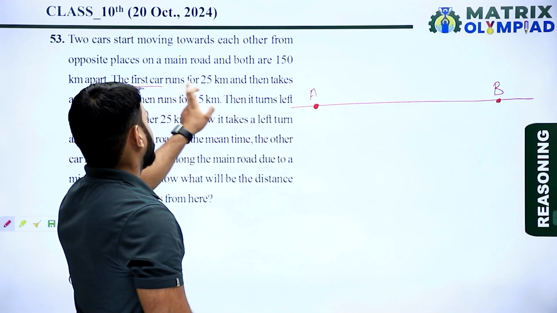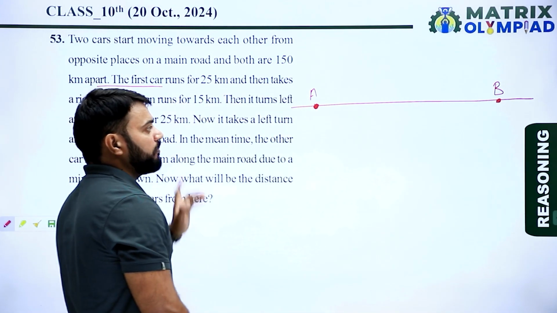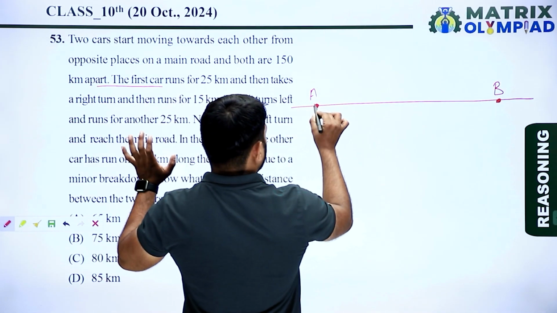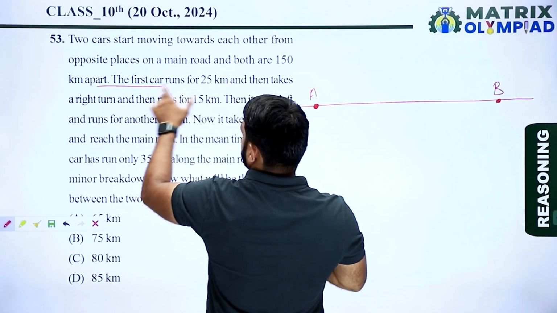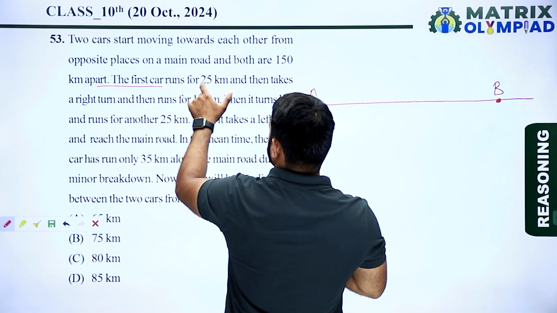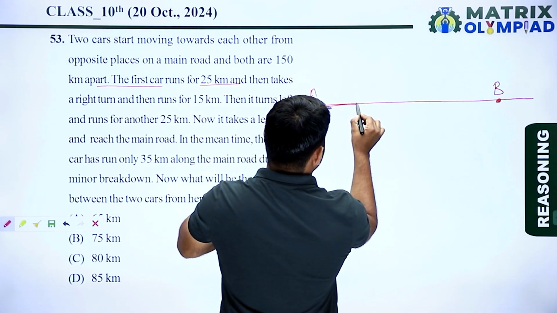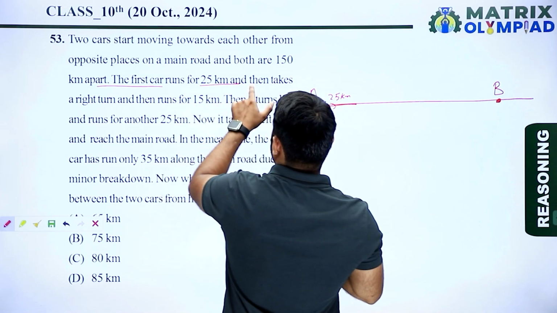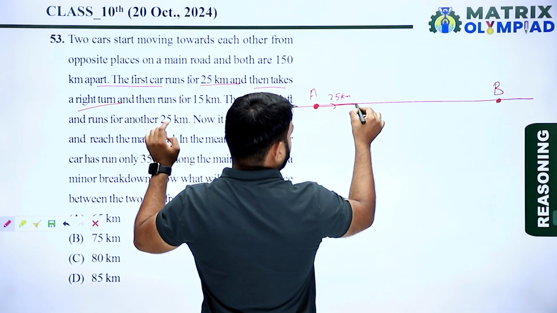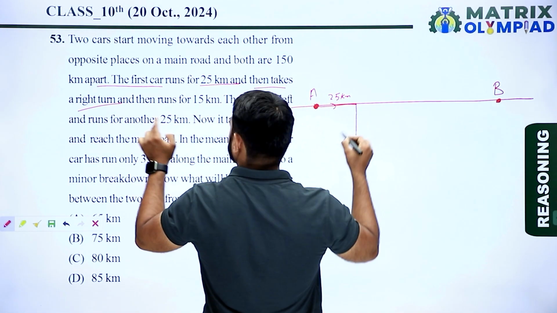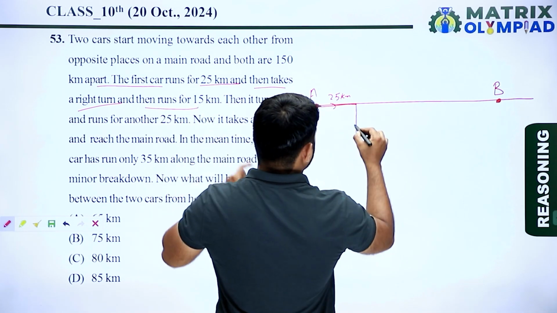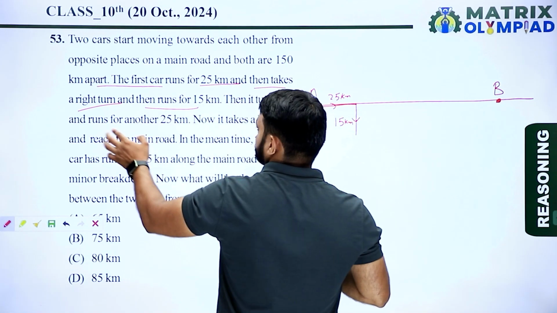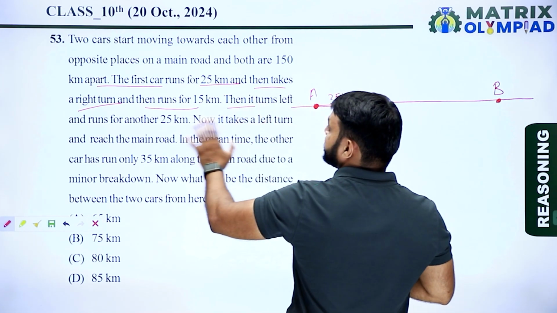नाउ फर्स्ट कार रन्स फॉर 25 किलोमीटर. कोई भी फर्स्ट कार है, B भी ले सकते A भी ले सकते. लेट्स सपोज कार A रन्स फॉर 25 किलोमीटर. इसने डिस्टेंस कवर की एंड देन टेक ए राइट टर्न एंड रन्स फॉर 15 किलोमीटर नाउ देन इट टर्न्स लेफ्ट.